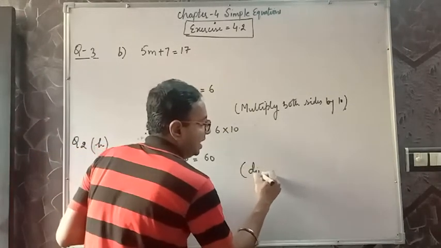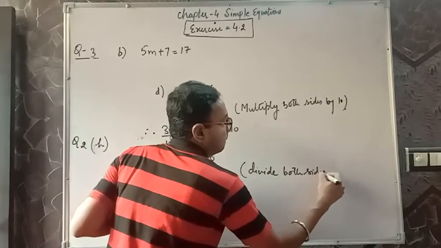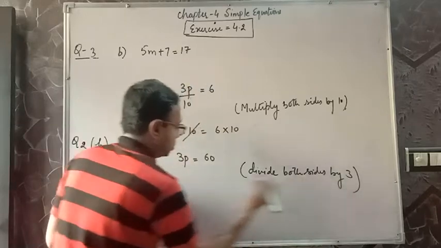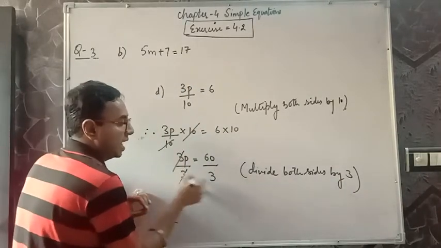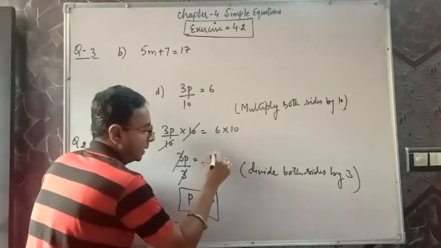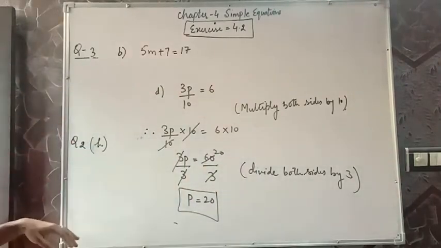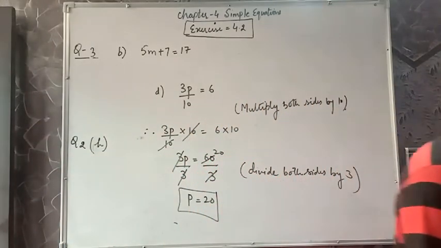Yes, divide both sides by 3. So divided by 3, divided by 3, 3 cancel out. p is equal to 20. Any doubt? Clear? Easy? Easy to do? Very easy chapter, I am telling you.